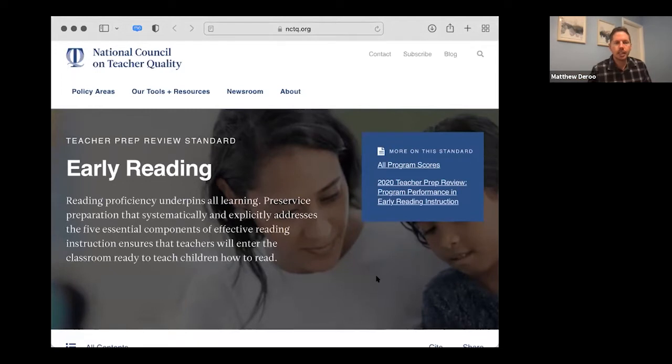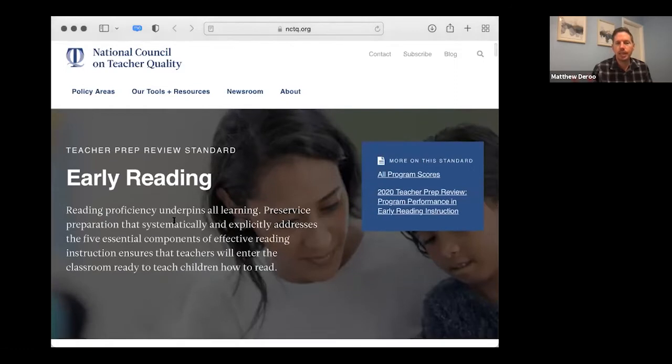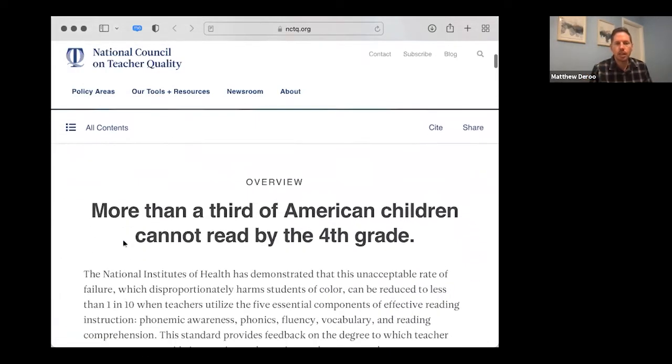So you can kind of read here, reading proficiency underpins all learning, preparing teachers, pre-service teacher preparation that systematically and explicitly addresses the 5 essential components of effective reading instruction ensures that teachers will enter the classroom ready to teach children how to read. And again, when they say those 5 essential components of reading instruction, it's phonics, phonemic awareness, comprehension, fluency, etc.